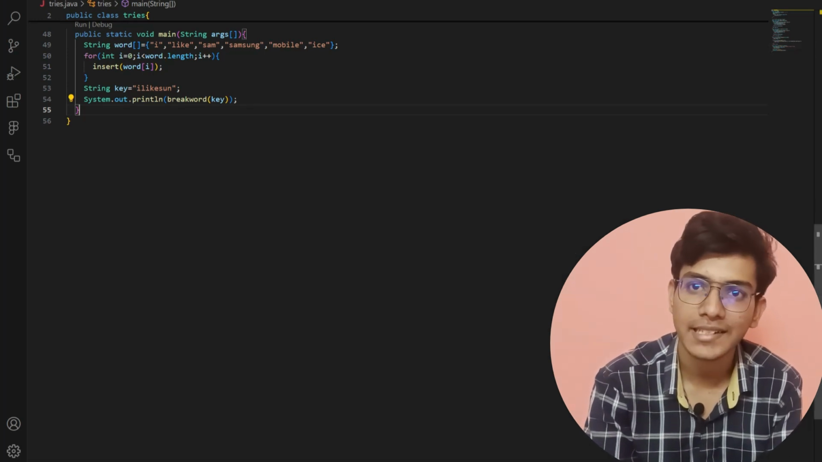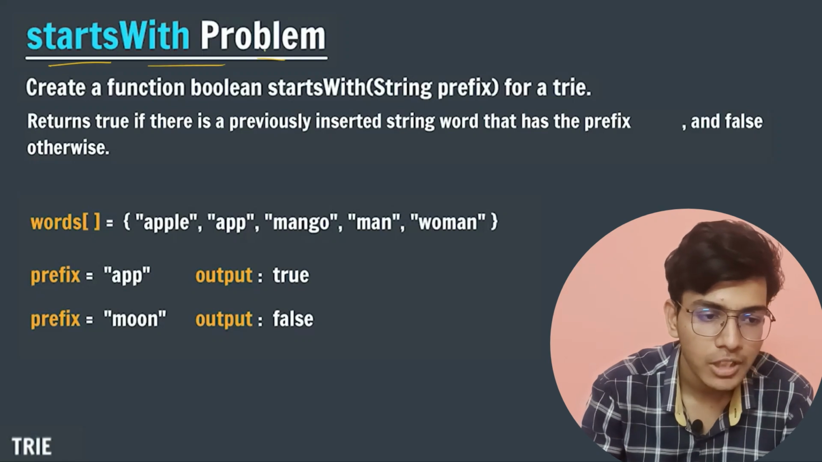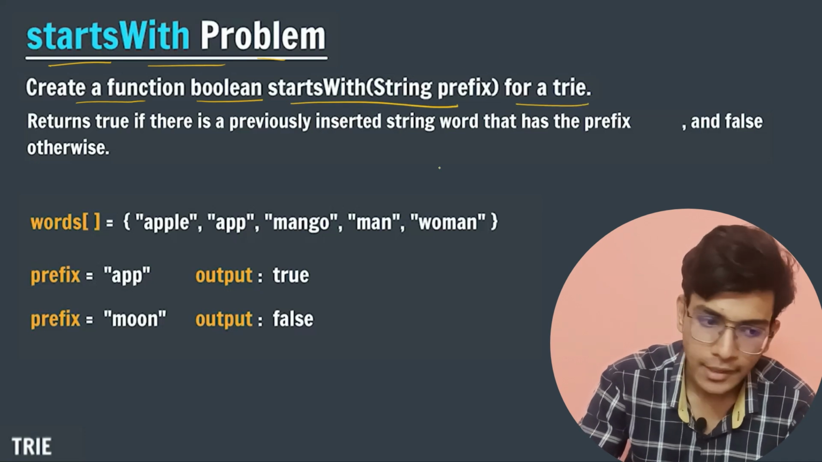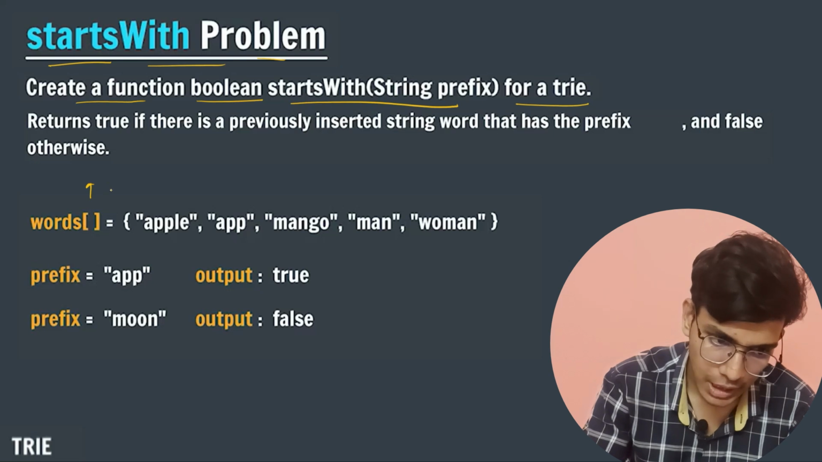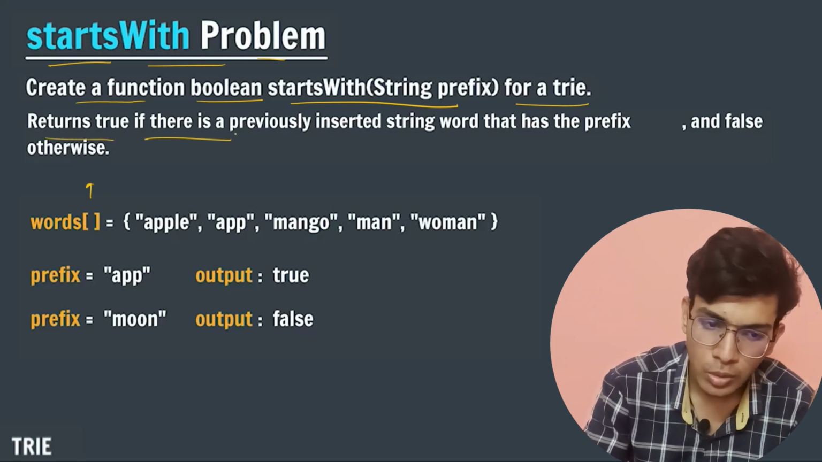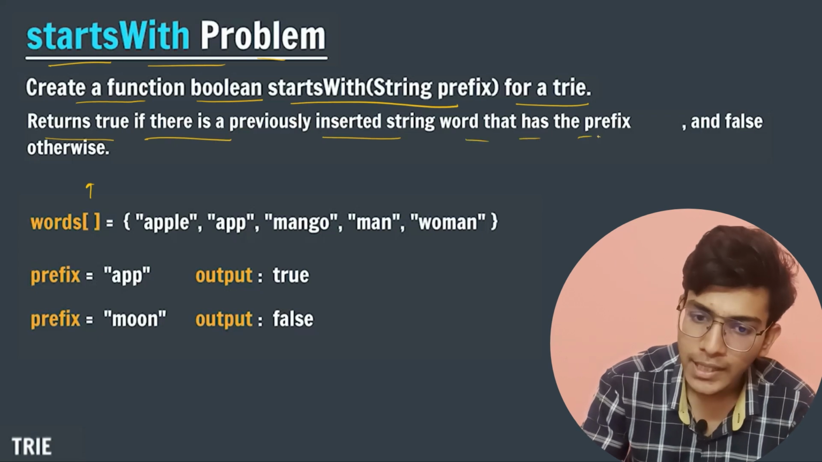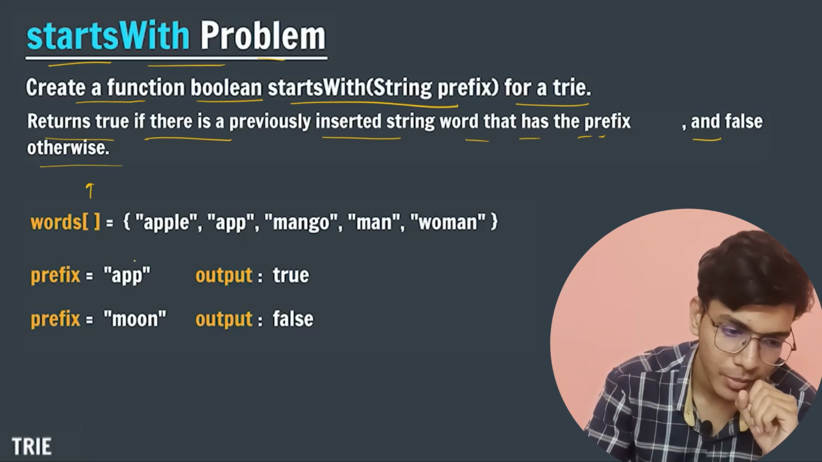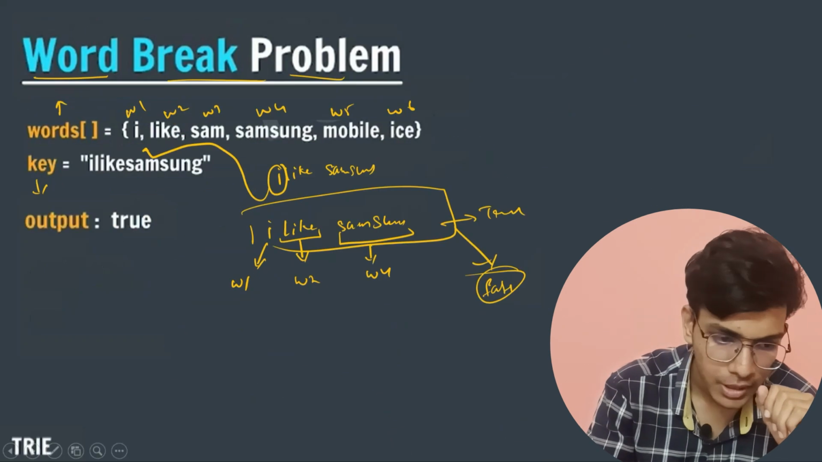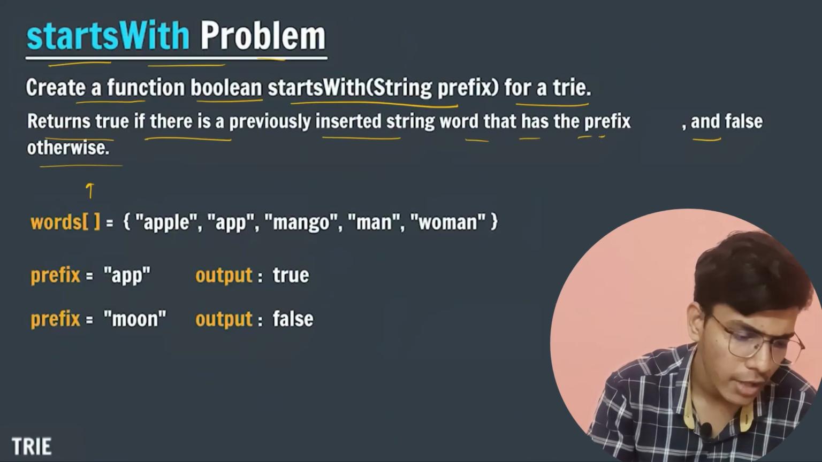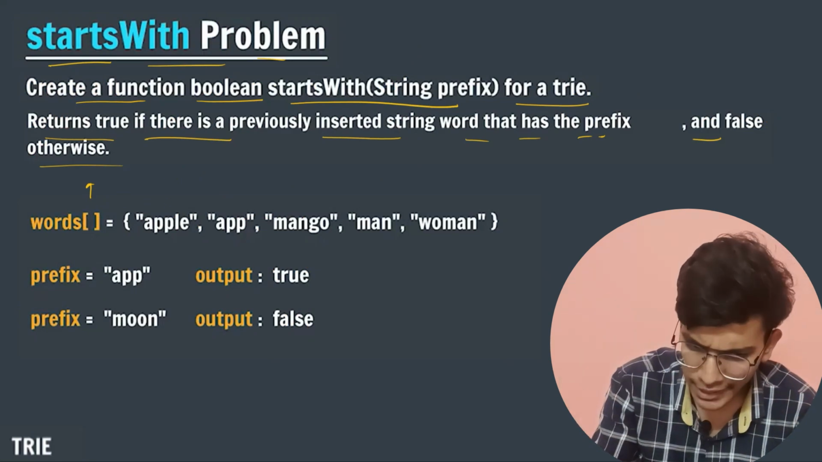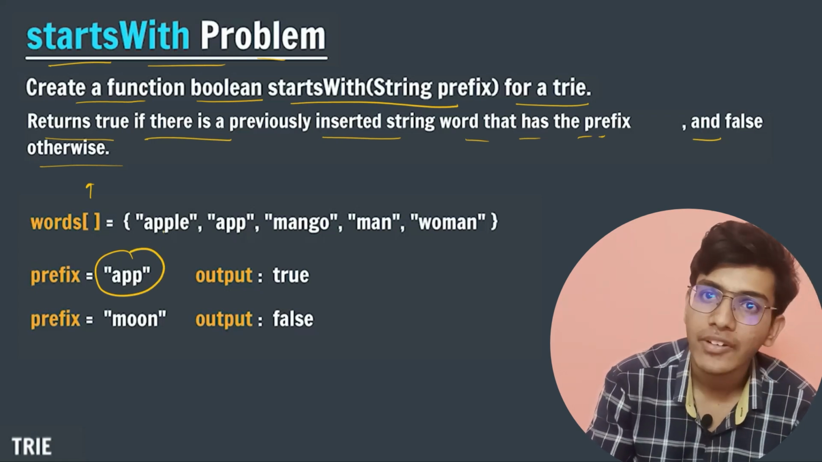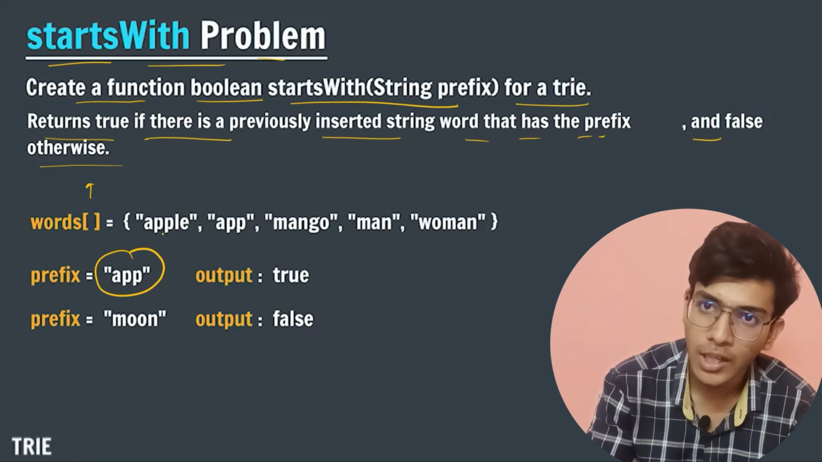Now let us talk about another interesting question. The next question is called the starts with problem. In this we need to create a function boolean startsWith(prefix) for a trie. For a given word I will first create a trie, and I need to return true if there is a previously inserted string word that has this prefix, and false otherwise. So let's say this is my trie, somewhere I have created this trie. In the given trie data structure I need to check whether the given prefix is a part of it or not. If it is a part of it, then I will return true. If it is not, then I will return false.